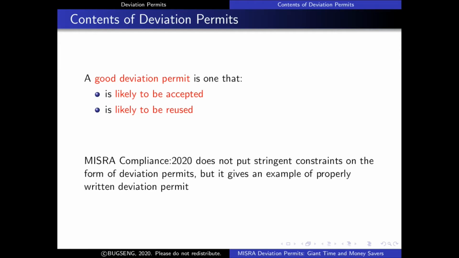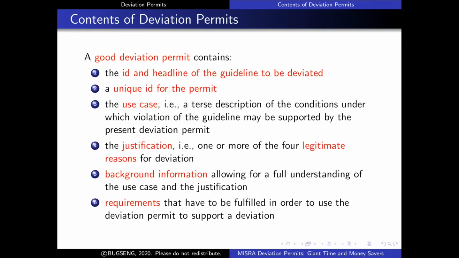Okay, so MISRA Compliance 2020 does not put stringent constraints on the form of deviation permits, but it gives an example of a properly written deviation permit, which we'll now examine. So the contents of a deviation permit, if it is properly done, will contain the following. First, the ID and headline of the guideline to be deviated. So which guideline do we want to deviate? Second, a unique ID for the permit. So ideally, we will want to use the permit many, many times. So we need to identify it in a precise, unambiguous way.